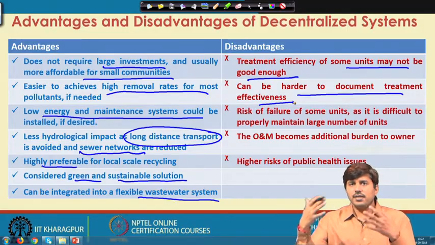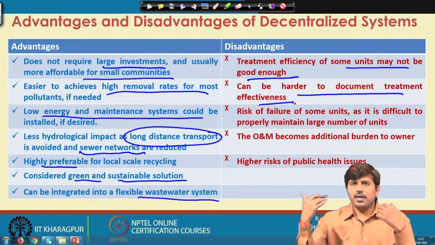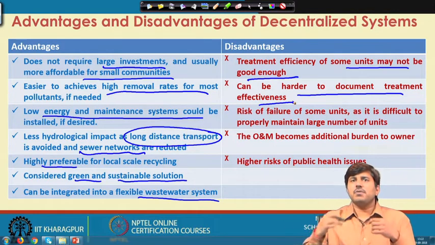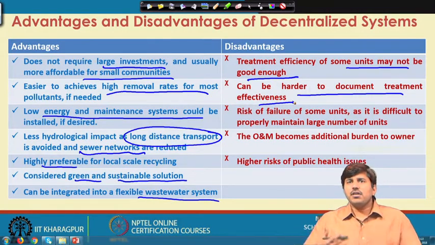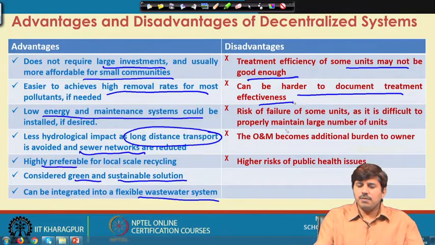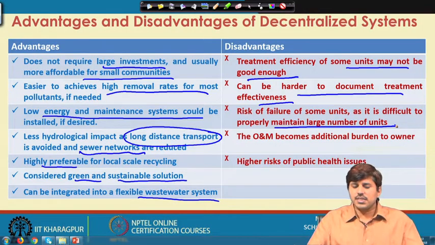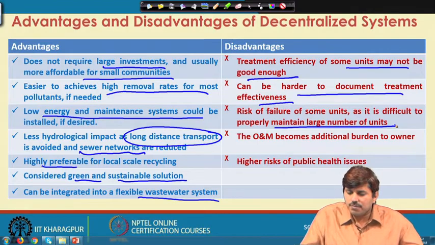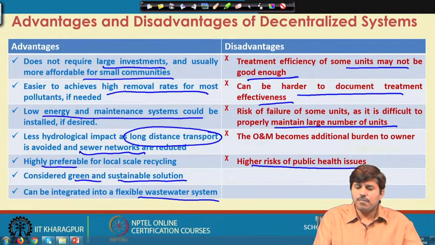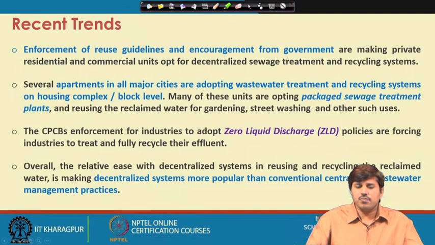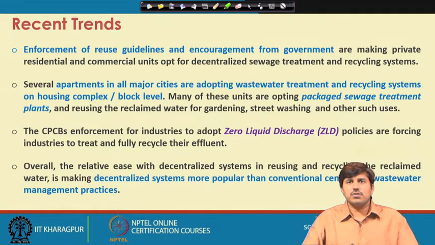So, it becomes very difficult to analyze and document the treatment effectiveness of so many treatment facilities. Further, there would be a risk of failure of some units, as it is difficult to properly maintain the large number of units, as we have been discussing. The O&M also could become an additional burden to the owner in the smaller treatment plants, and there could be a higher risk of public health issues because of the large number of these facilities. So, those are some of the issues, advantages and disadvantages associated with decentralized treatment systems.